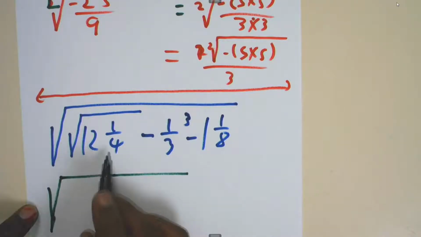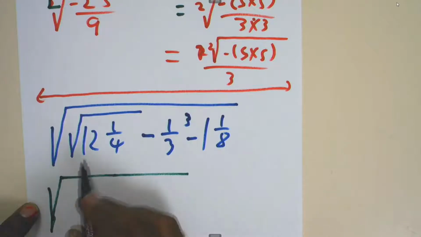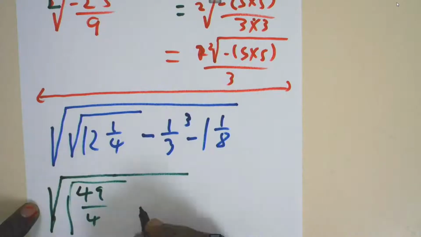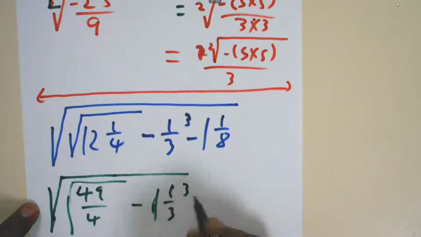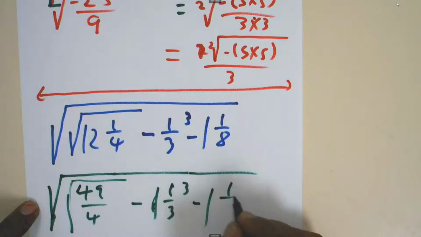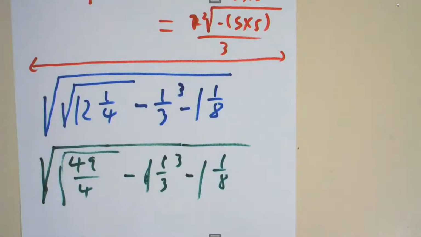Inside there, we change our fraction to the proper fraction. 4 by 12 is 48. 48 plus 1 is 49 over 4. Like I said, your mathematics, it's a step-by-step process. Minus 1 over 8. Right?